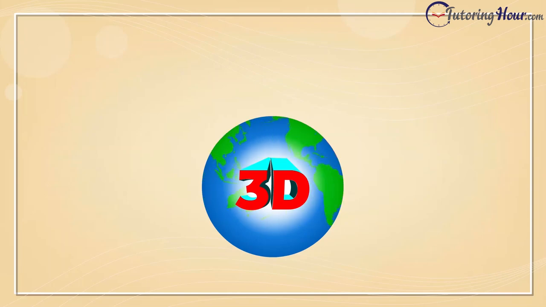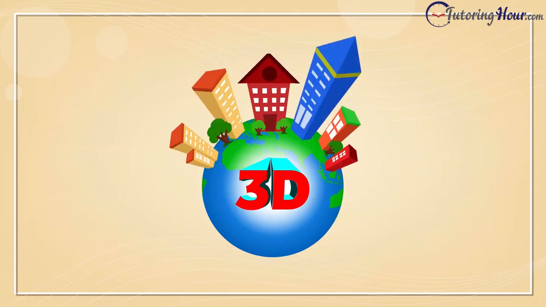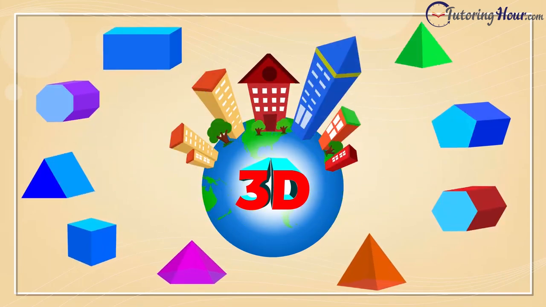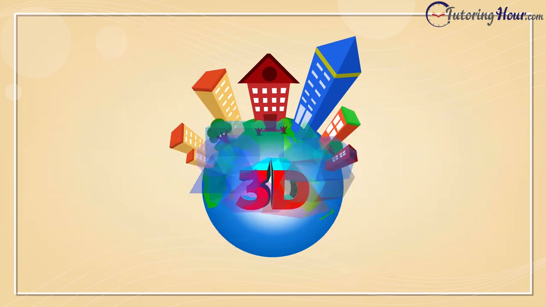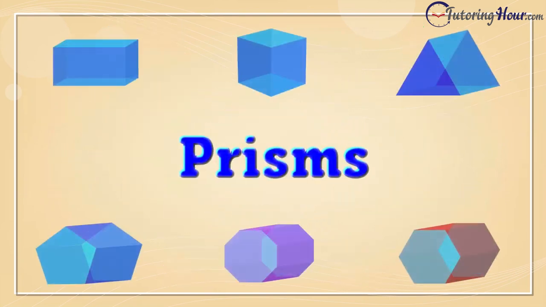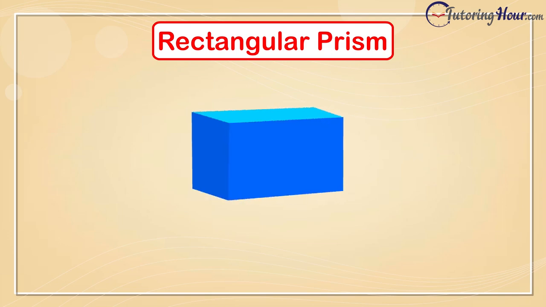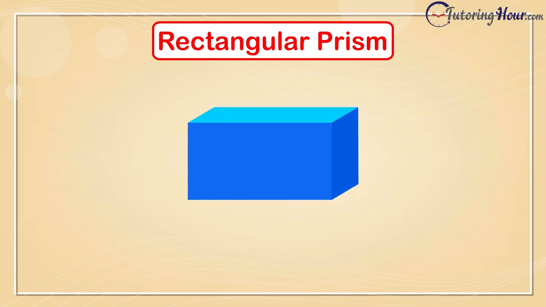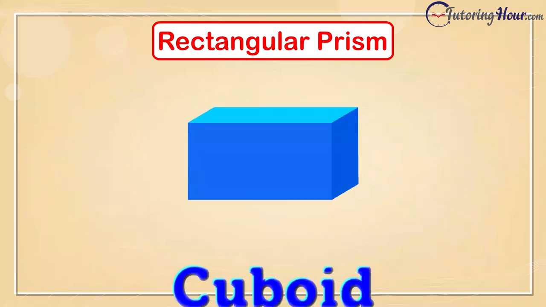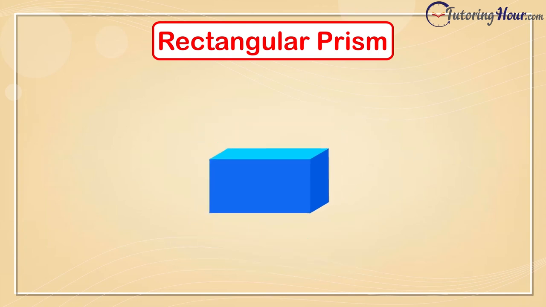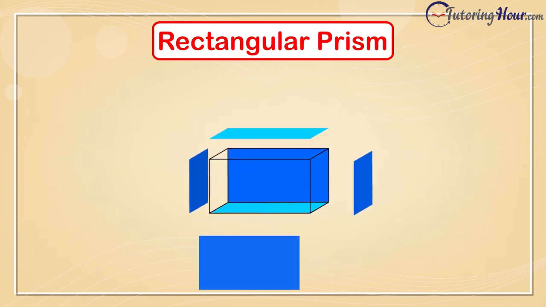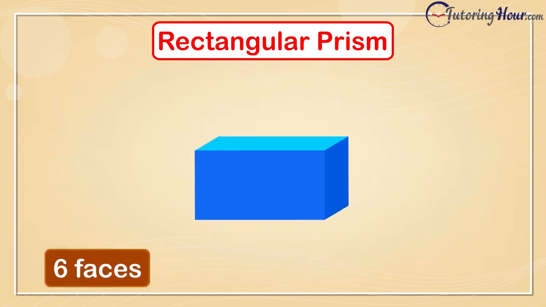We live in a three-dimensional world, and our world is filled with endless examples of 3D shapes. We'll first take a look at the prisms. Meet our first solid shape, the rectangular prism. In some countries, a rectangular prism is called a cuboid. A rectangular prism has 1, 2, 3, 4, 5, and 6 faces.